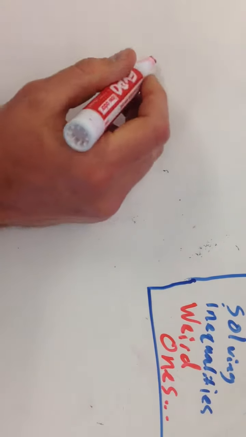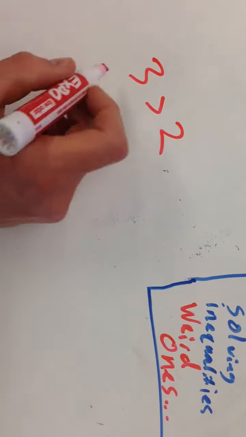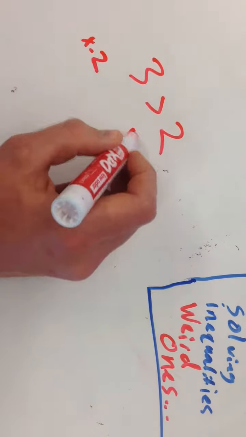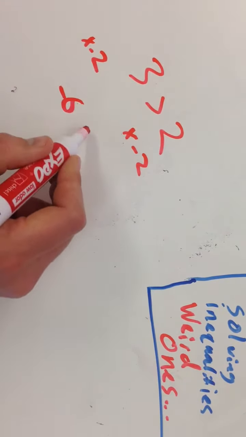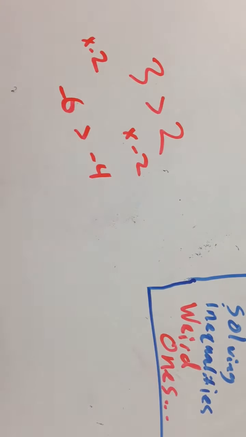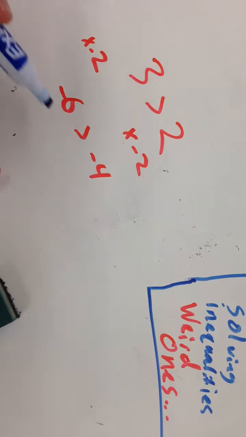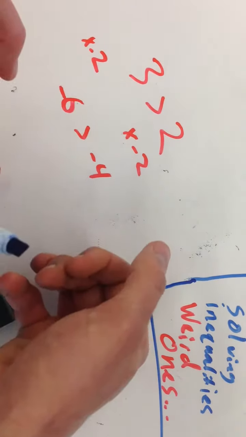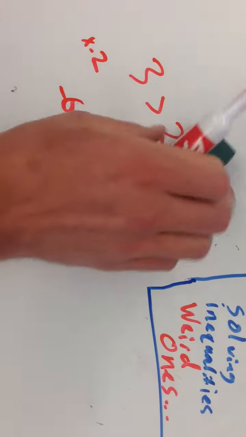However, if I have something like 3 is greater than 2, which is a true statement, and I multiply both of these by negative 2, watch what happens. Suddenly I lose my equality, because now I have negative 6 is greater than negative 4, and 6 is a bigger number, but same thing: I would rather be in debt $4 than $6. So with inequality, because size flips when you talk about negatives, we need to flip this sign every time we multiply or divide by a negative.